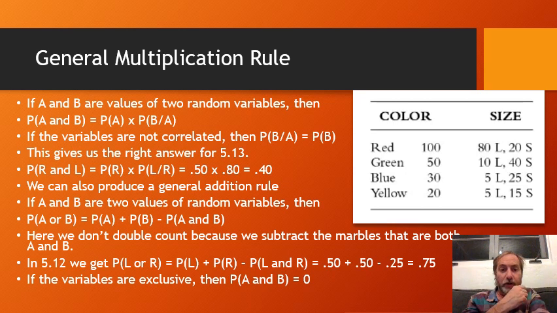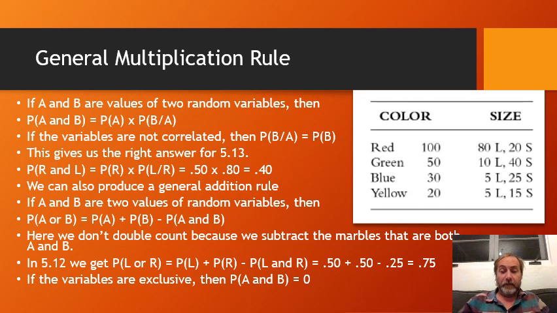So we can also produce a general addition rule, given this concept. If A and B are two values of random variables, then the probability of A or B will be equal to the probability of A plus the probability of B minus the probability of A and B. Remember, the problem sometimes with the simple addition rule is you can overcount. Here we're subtracting out the overcounting, subtracting out the probability of A and B.